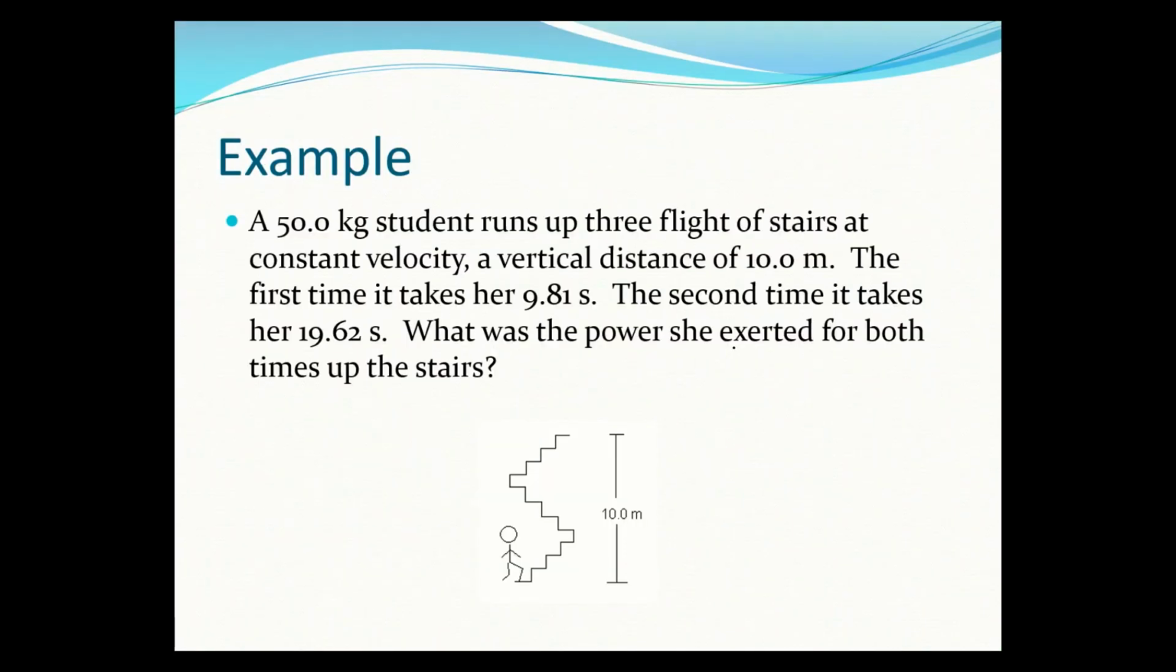Okay, and let's do a numbers question. A 50 kilogram student runs up 3 flights of stairs at a constant velocity. Right, so if she's running up the stairs, then she must be changing her EP. Here she has EP, here she has no energy, and she's doing it at a constant speed. The time it takes her is 9.81 seconds the first time, and the second time takes her 19.62 seconds. What was the power she exerted for both times up the stairs?